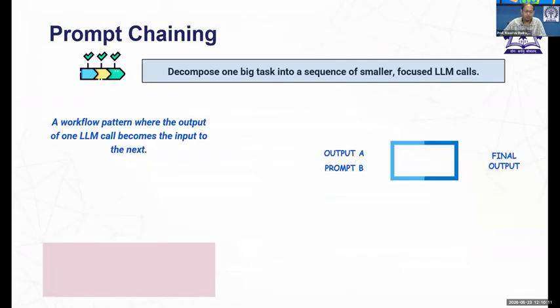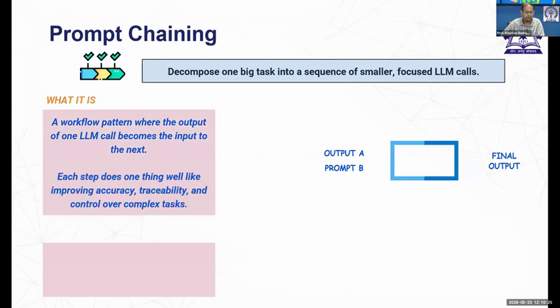Now, another concept is prompt chaining. What is this idea? Decompose one big task into a sequence of smaller focused LLM calls. It is a workflow pattern where the output of one LLM call becomes the input to the next. Each step does one thing well, improving accuracy, traceability, and control over complex tasks. So if we have a bigger problem, a bigger prompt, we can distribute it over smaller prompts or smaller tasks.